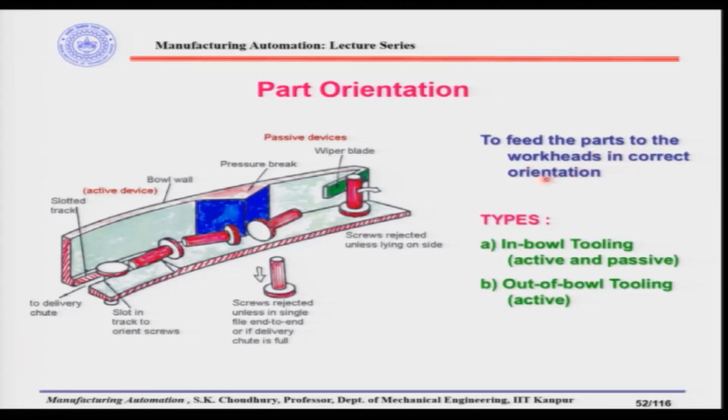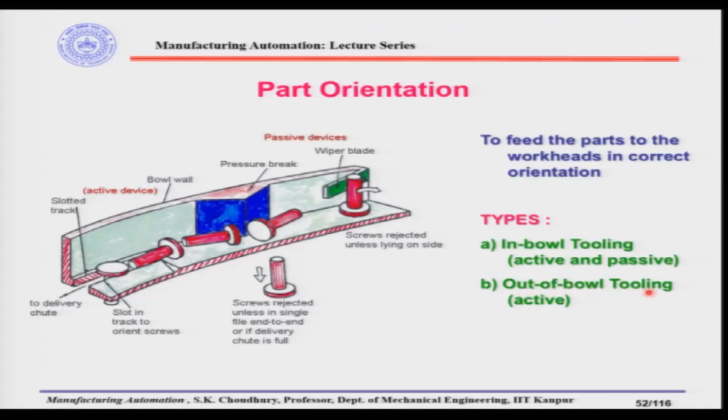So, basically to feed the parts to the workheads in correct orientation, there are two types of orienting devices. One which is called the in bowl tooling, and the other is called the out of bowl tooling. The name itself says that in bowl tooling types of the orienting devices, they can be used inside the bowl feeder, and out of bowl tooling they can be used outside the bowl feeder normally.